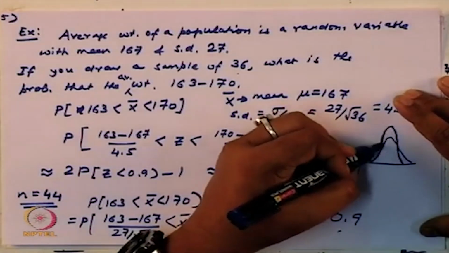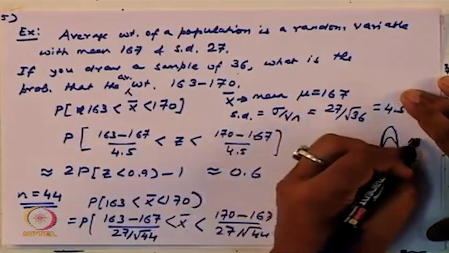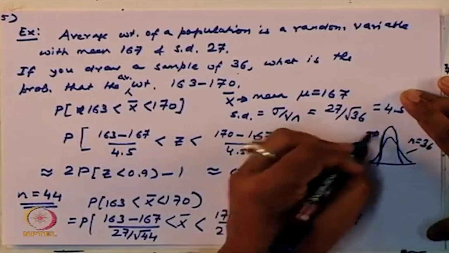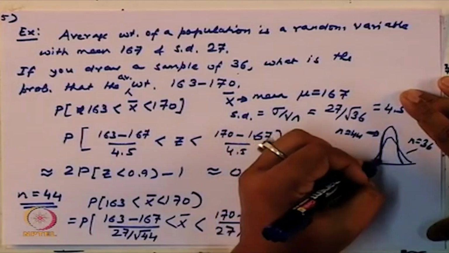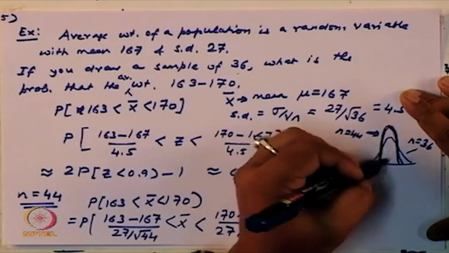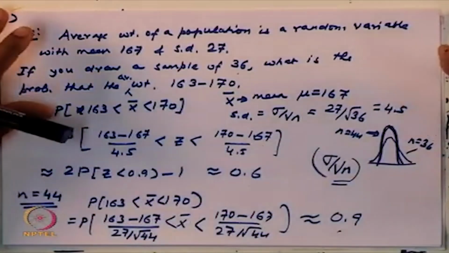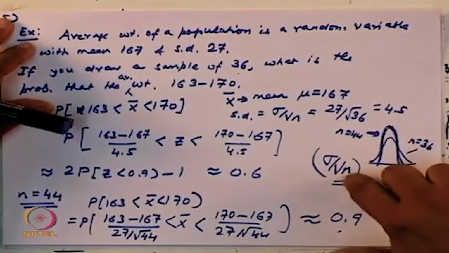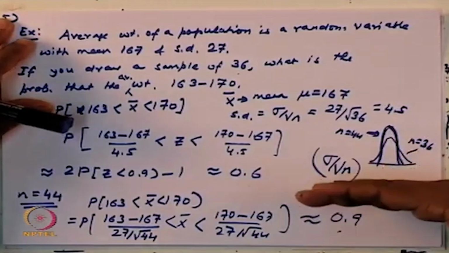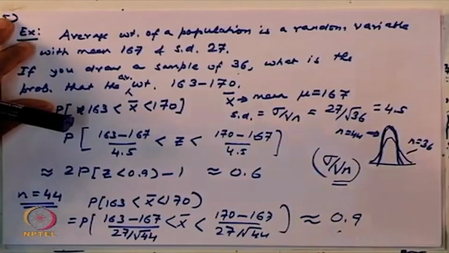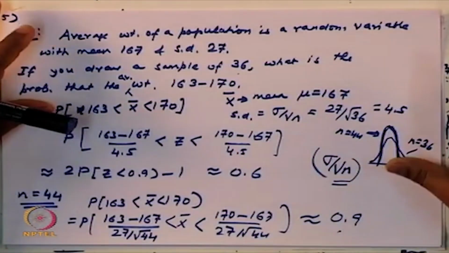So, this is what we found. This was for n equal to 36 and this was for n equal to 44. Actually, I did not draw it nicely, but it was much more peaked than for n equal to 36. This shows that because of this reverse scaling, when you increase the sample size, you are much more confident of predicting the mean value.